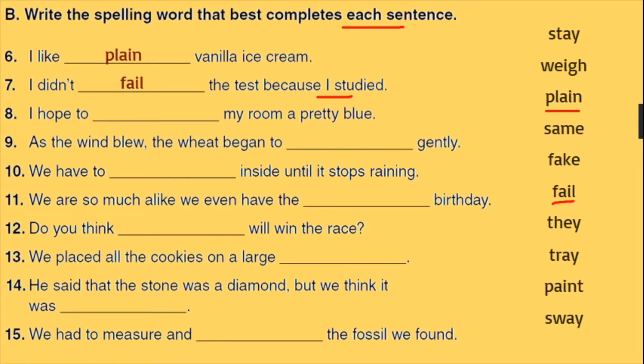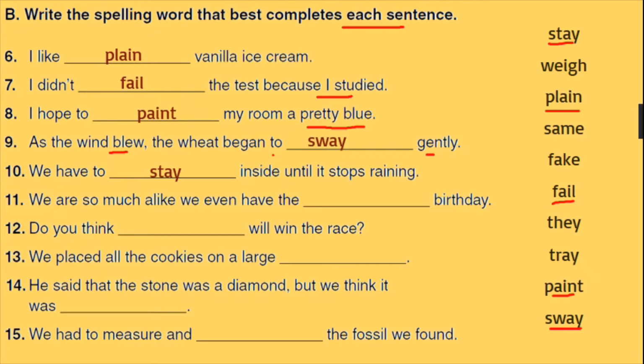I hope to what my room a pretty blue. Here he wants to paint the room a pretty blue color. So the word is paint. As the wind blew, the wheat began to what gently? So what happens to the wheat when the wind blows? The wheat will sway, which means move from side to side. We have to what inside until it stops raining? We have to stay inside until it stops raining.